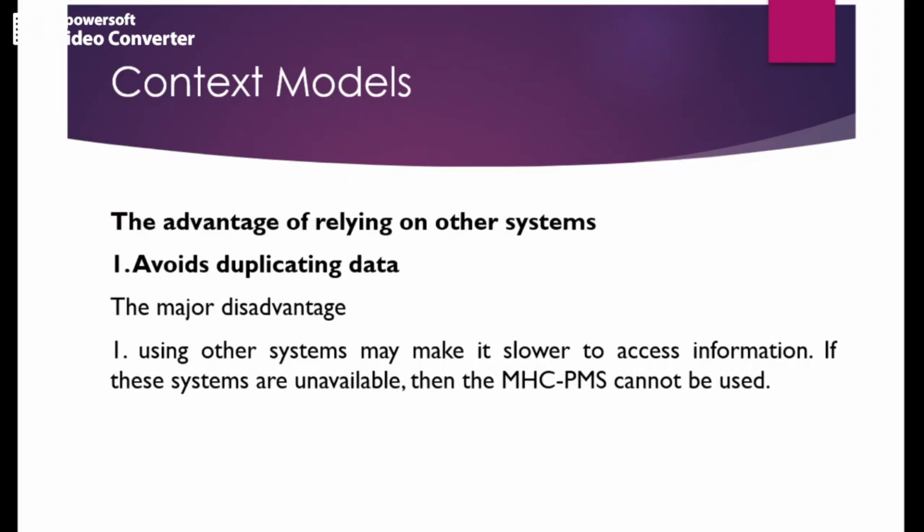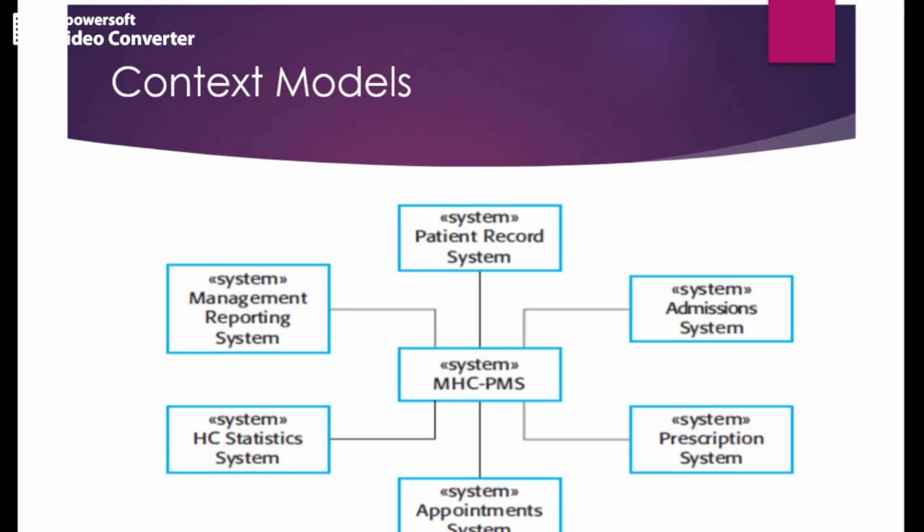The advantage of relying on other systems is, one, it avoids duplicating your data, and the major disadvantage is that using other systems may make it slower to access the information. So if these systems are unavailable, then the MHC PMS system cannot be used. Correct? Yeah. So this is actually the context model of your MHC PMS system.